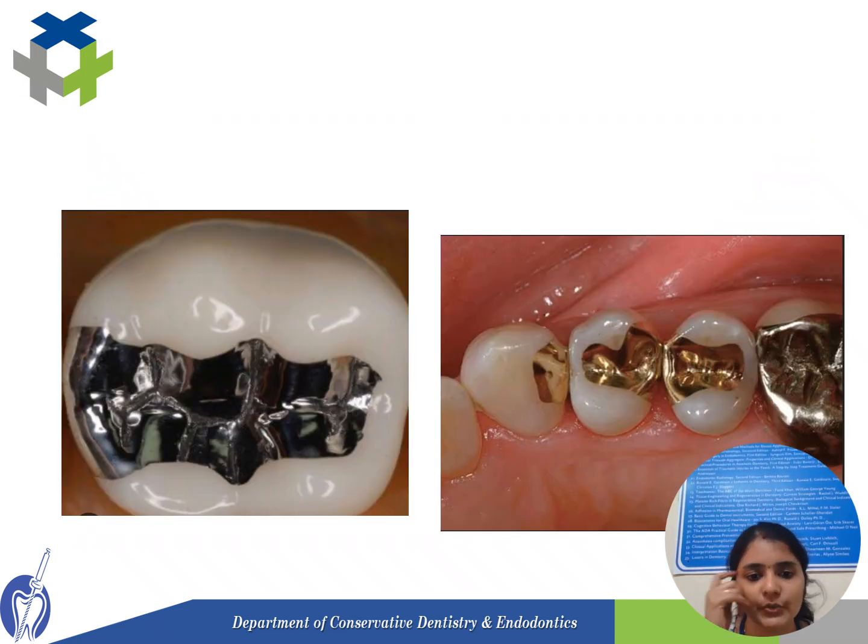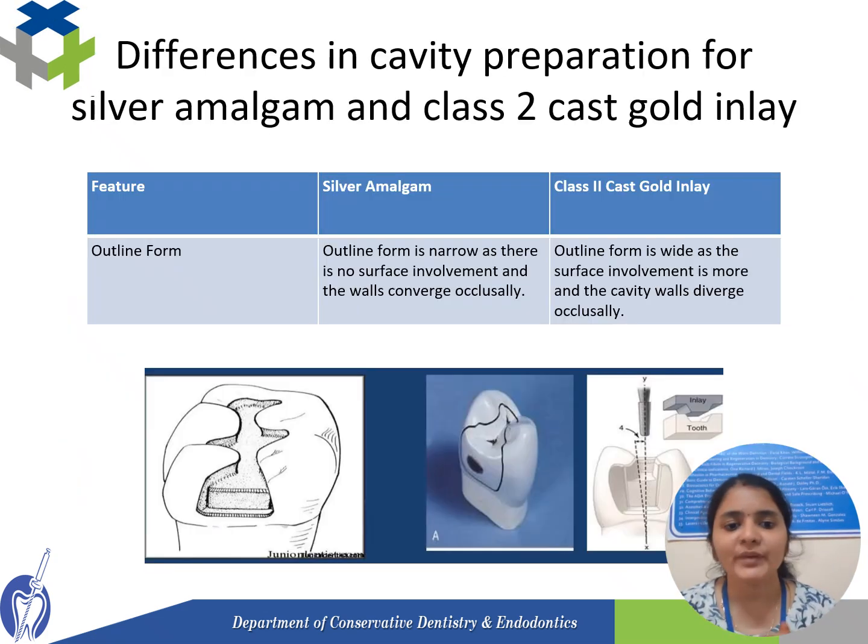So there is a picture showing the amalgam restoration on the left side and the cast gold restoration on the right side. Now we will see each feature in brief. Coming on to outline form, in case of silver amalgam, outline form is narrow as there is no surface involvement, and the walls converge occlusally. Whereas in a class 2 cast gold inlay, outline form is wider as the surface involvement is more, and the cavity walls diverge occlusally. So as shown in the figure here, the cavity preparation should be wide enough and it should diverge occlusally.